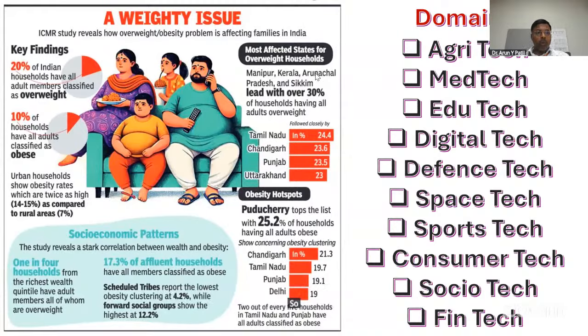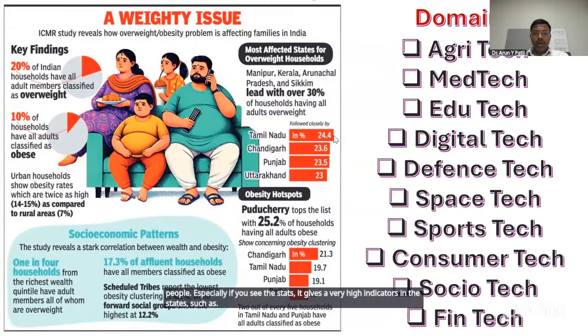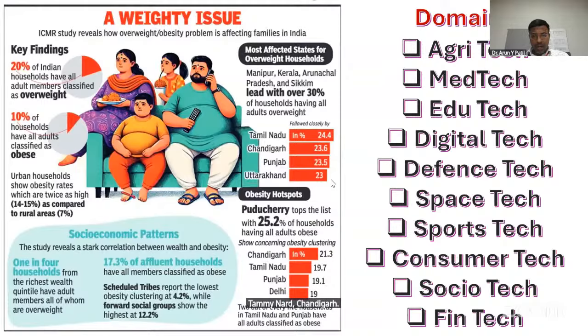This weight gain or obesity is heavily influencing the Indian people, especially if you see the stats. It gives very high indicators in states such as Tamil Nadu, Chandigarh, Punjab, Uttarakhand. These are heavily affected in terms of obesity. You can see 24 to 23% is the range in which these four areas, or some states and some particular places, are getting affected badly. So you have to have some monitoring tool for this.